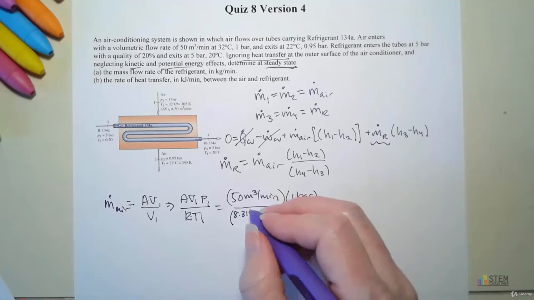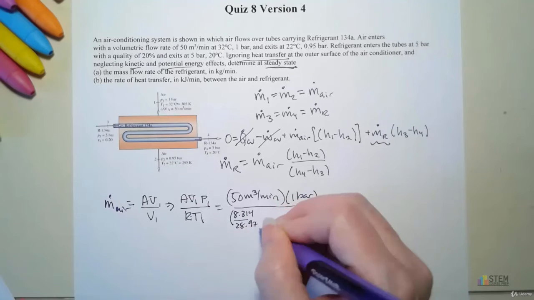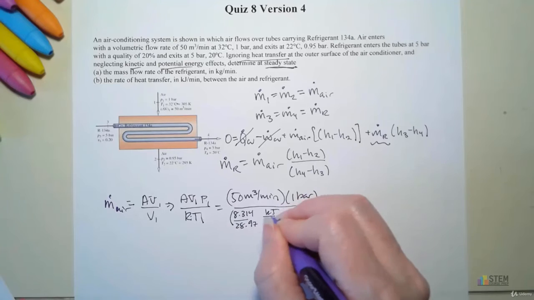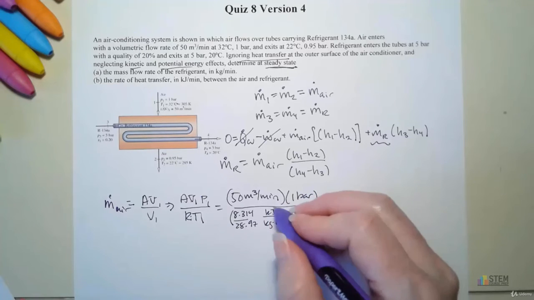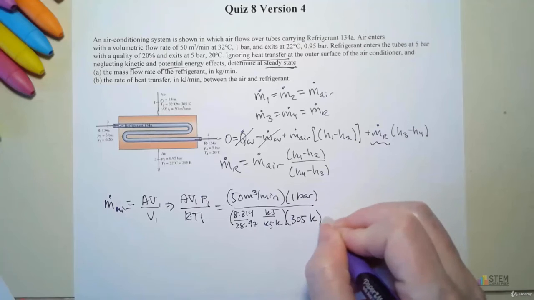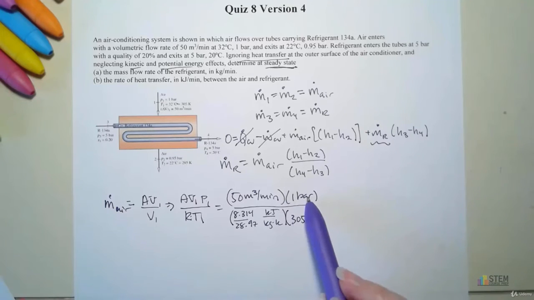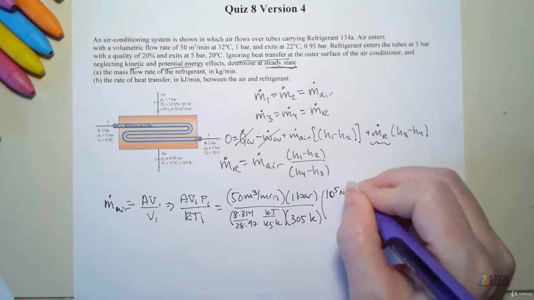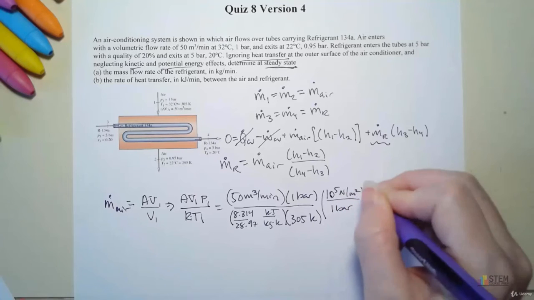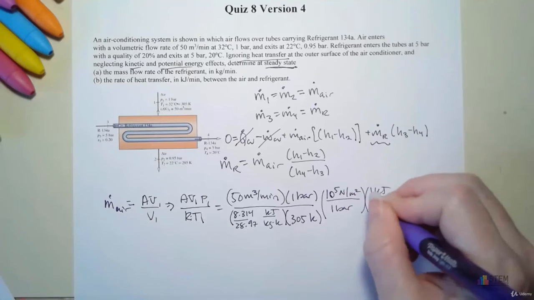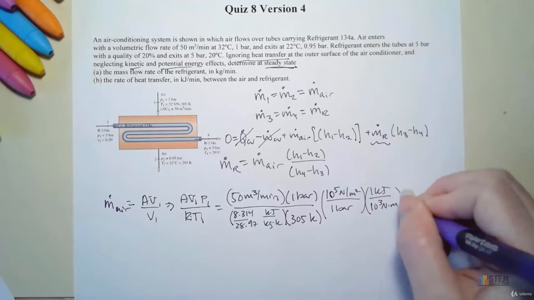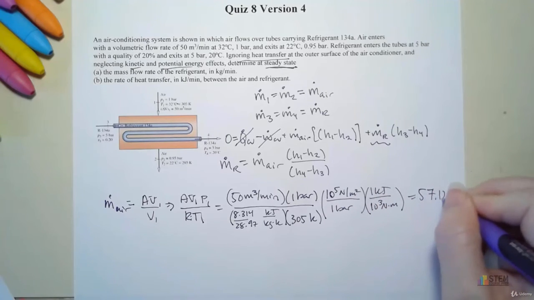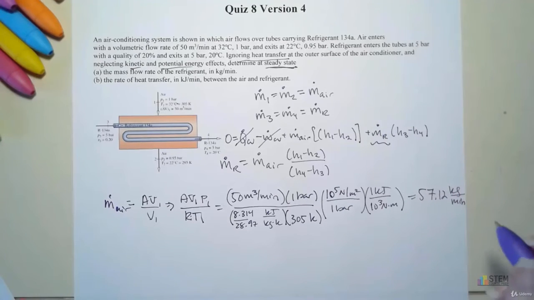R bar, you have 8.314, put that over 28.97, that's your molecular weight. And then we get kilojoules per kilogram Kelvin. Temperature is 305 Kelvin. Now notice we got bar, we got kilojoule, we got all that stuff. We need to do conversions here. We'll have the 10 to the 5th Newton per square meter per bar. And then finally 1 kilojoule per 10 to the 3 Newton meters. And then that's going to give you 57.12 kilograms per minute. So that is our mass flow rate of the air.